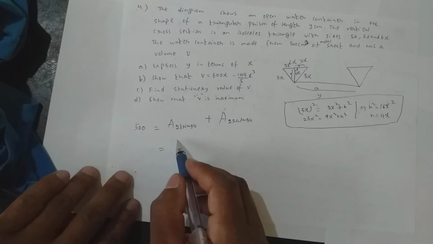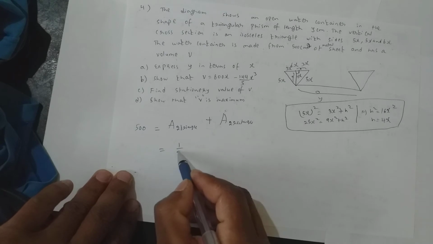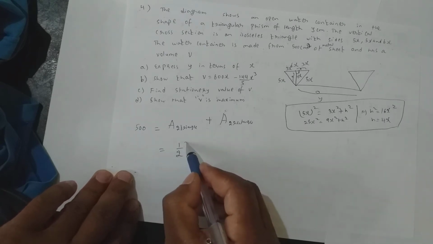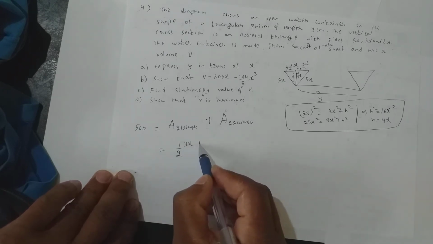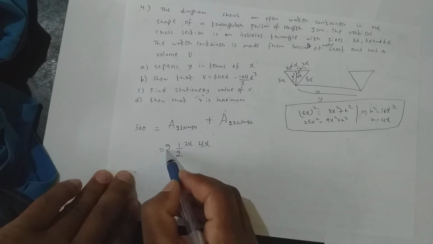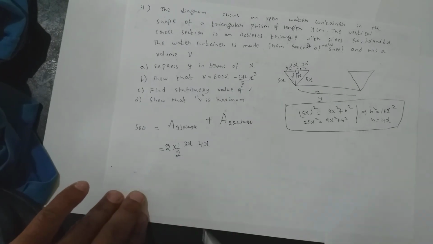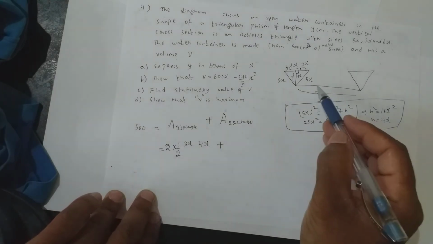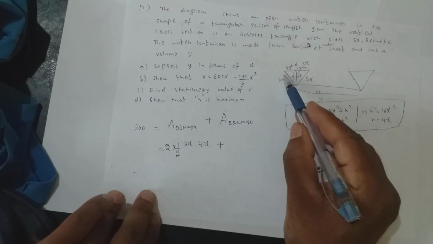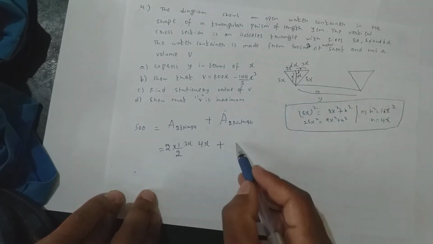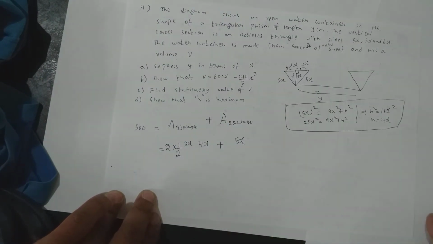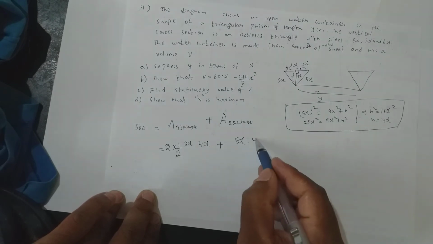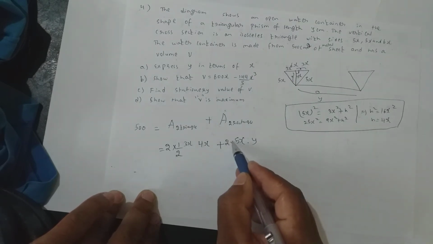So now what will be the area of it? Half base into height. Base is 3x, height is 4x. Since there are two such triangles, do it into 2. Same thing with the area of the rectangle. The breadth of the rectangle will be 5x and the length of the rectangle will be y. Since there are two rectangles, it is 2 into.